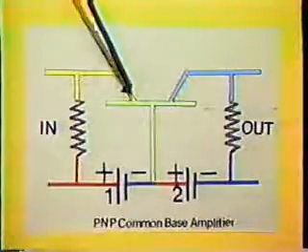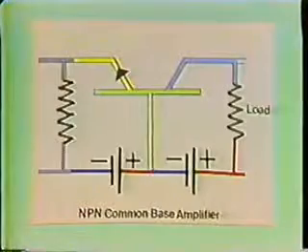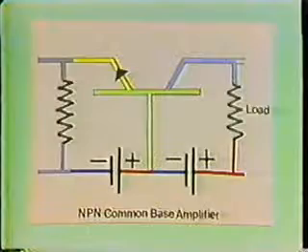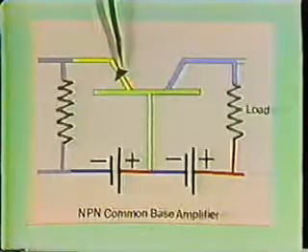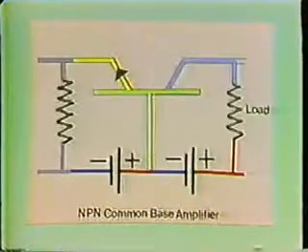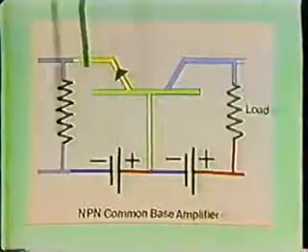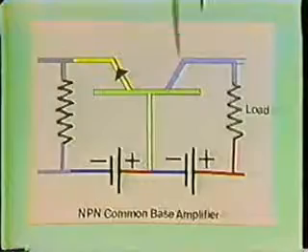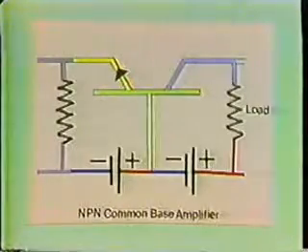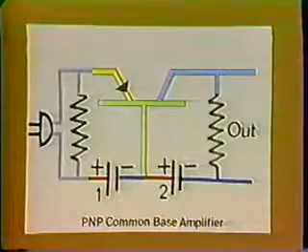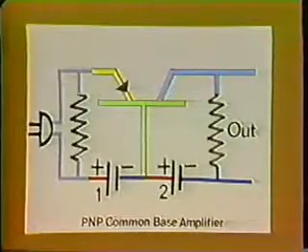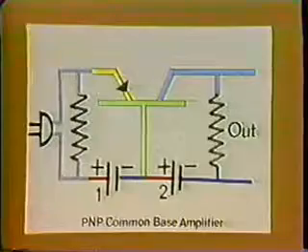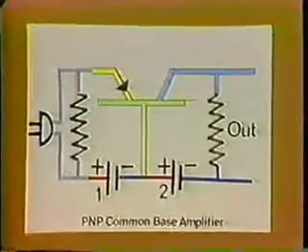We have one junction forward biased and one junction reverse biased. If we were using an NPN transistor, which we can identify because the arrow is not pointing in, the polarity of the two batteries would be reversed, and the emitter-base junction would still be forward biased, and the collector-base junction would be reverse biased.